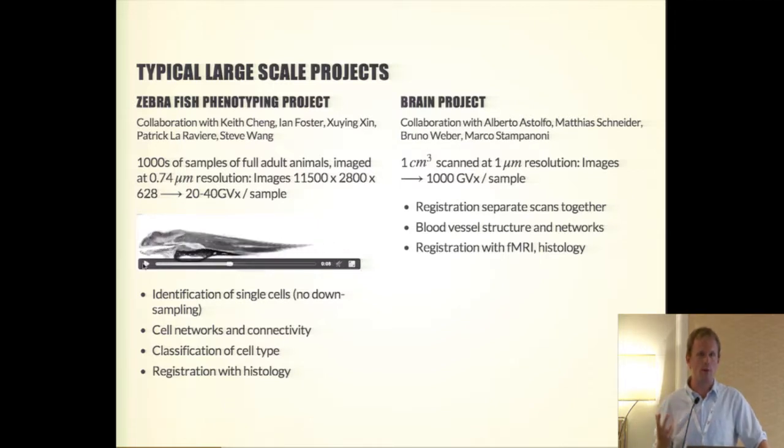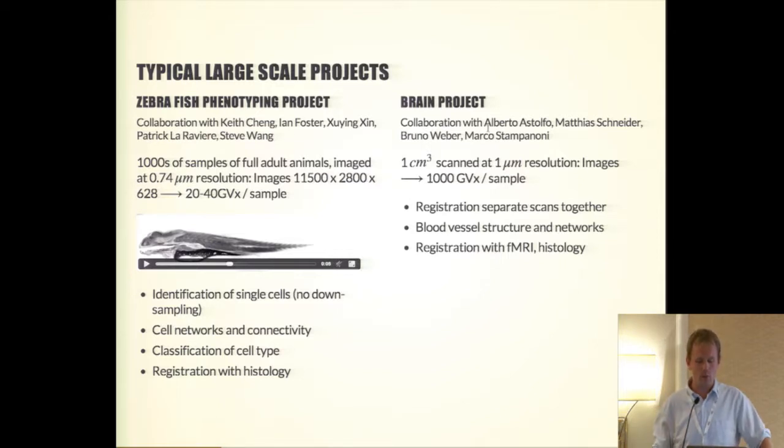And so what you want to be able to do with these data sets is identify single cells, look at the cellular networks and connectivity, classify the cells into different types, so these are liver cells or muscle cells, and then register it with other types of imaging so you can see where diseases are, or maybe track how fast the animal's growing to understand much better what the genetic background of these animals is doing to the final animal that you see.